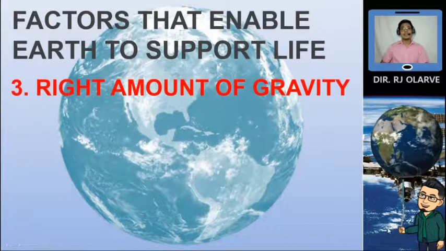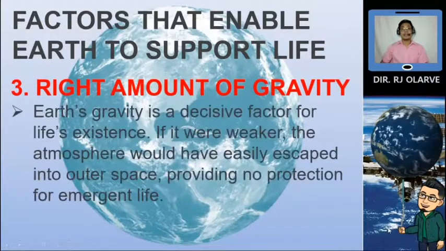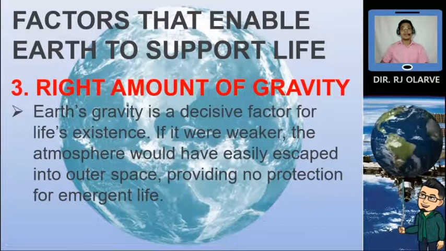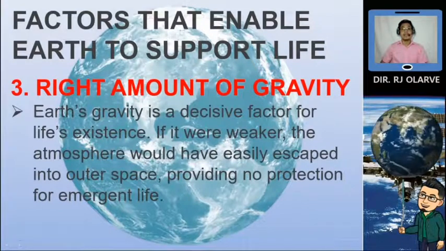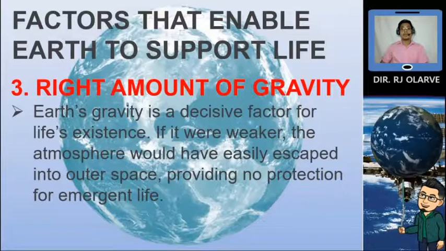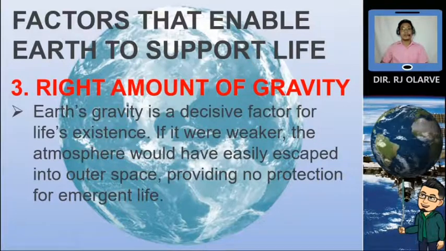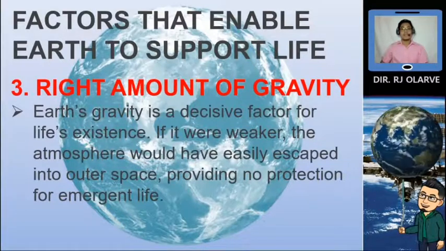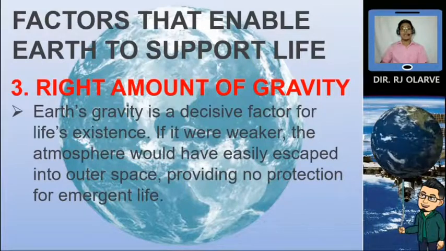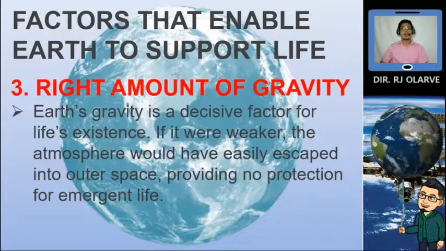Next, number 3 is the right amount of gravity. So Earth's gravity is a decisive factor for life existence. If it were weaker, so the moment na weaker yung gravity of the Earth, the atmosphere would have easily escaped into the outer space, providing no protection for emergent life.